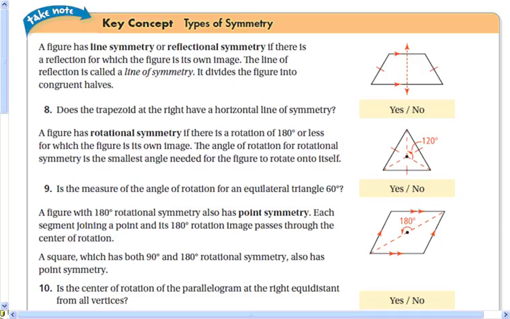All right, so here's your key concepts. Types of symmetry. A figure has line symmetry or reflectional symmetry if there is a reflection for which the figure is its own image. The line of reflection is also called a line of symmetry. It divides the figure into congruent halves.